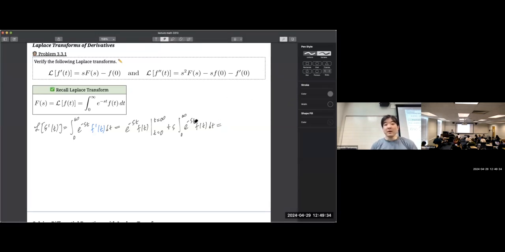Okay, so this is the Laplace transform of this, but it looks kind of weird, and we want to be careful about this improper integral.